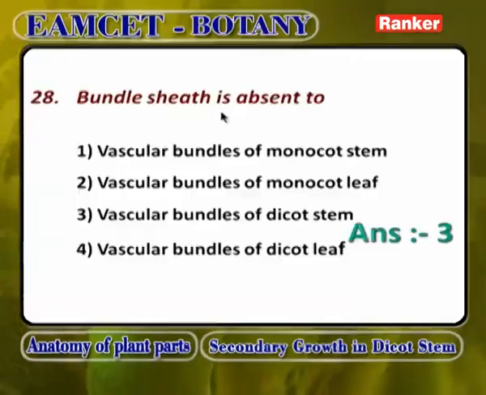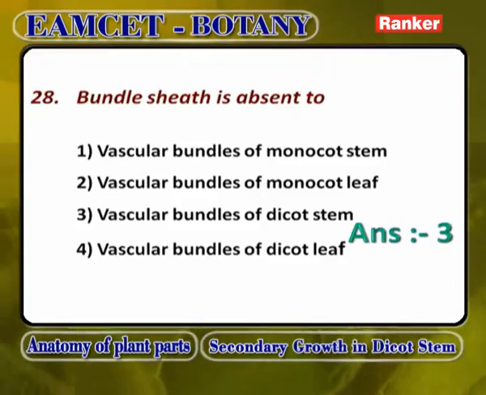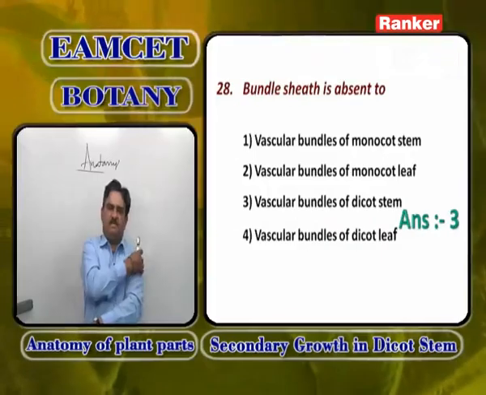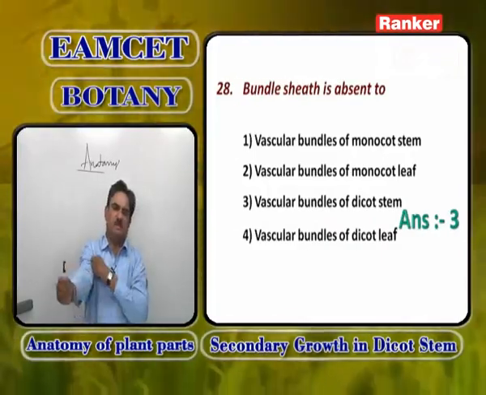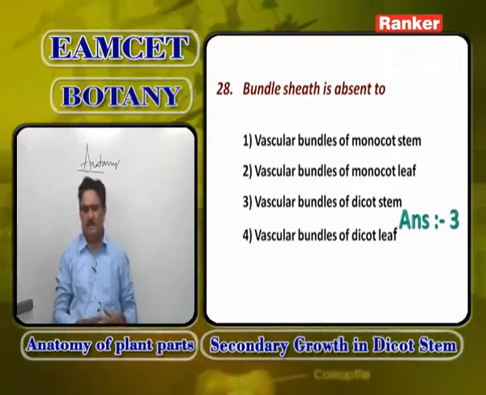Bundle sheath is absent in which one? Definitely it is present in the vascular bundle of monocot stem made up of xylem fibers, hence it is also called fibrovascular bundle. It is present in the vascular bundles of monocot leaf, it is present in the vascular bundles of dicot leaf. Why? Because vascular bundles of dicot leaf and monocot leaf are surrounded by bundle sheath cells. Then what is the answer? Answer is vascular bundles of dicot stem. In dicot stem, vascular bundles are not surrounded by bundle sheath, they are surrounded by single layered endodermis called starch sheath and sclerenchymatous pericycle.